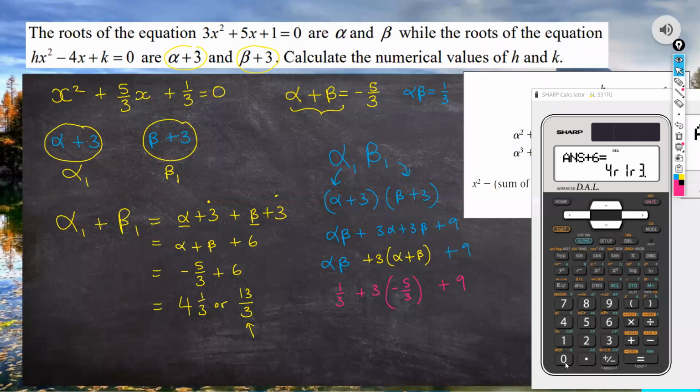So I have 1 ABC 3, that is 1/3. Nope, something went wrong there. 1 ABC 3, so it's 1/3 plus 3 multiplied by, I'll put this in brackets, minus 5 ABC 3, close brackets, press equal, and then add 9. Did you all get 4 and 1/3? When you work this out, 4 and 1/3, or 13 on 3.